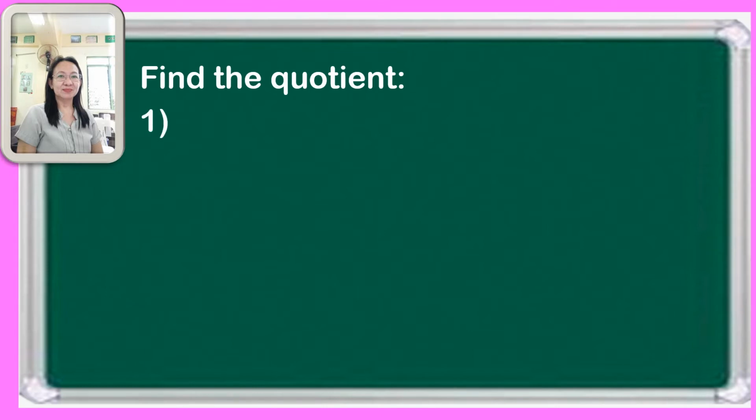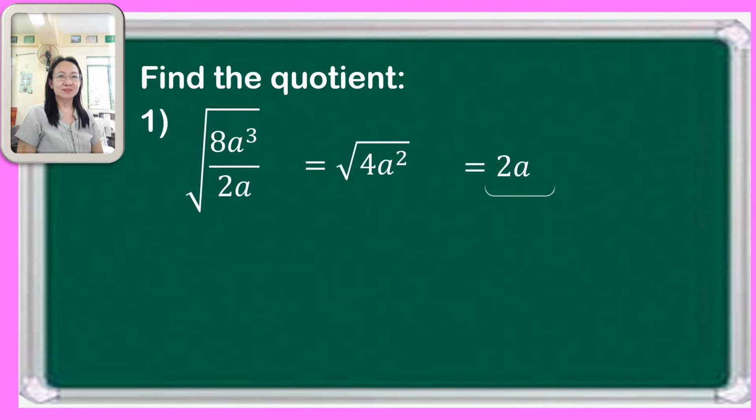For number 1 example, the given is the square root of 8a cubed divided by 2a. So looking at the radicand, we can divide 8 by 2, which is 4, and a cubed divided by a is a squared. So we can simplify it to the square root of 4a squared. And the square root of 4a squared is equal to 2a, which is our quotient. So using this example, let me remind you that if we can divide the radicand, try to divide it first.